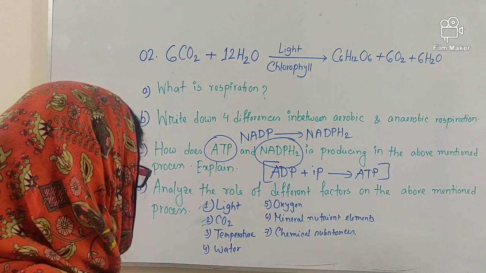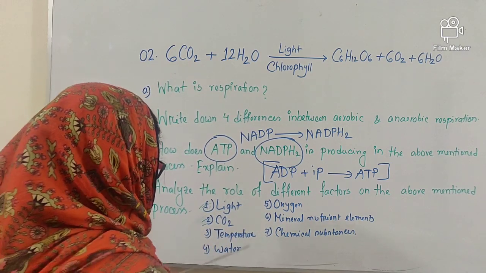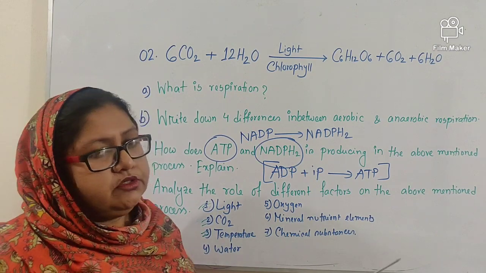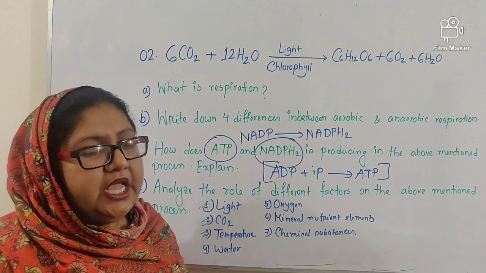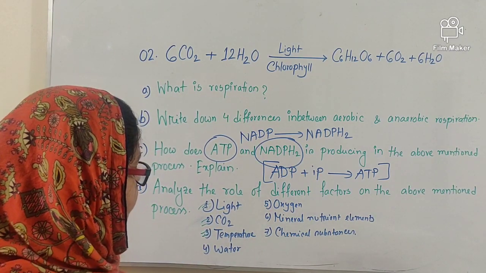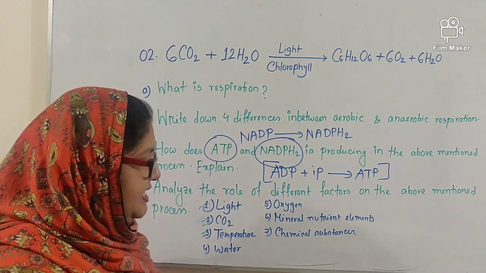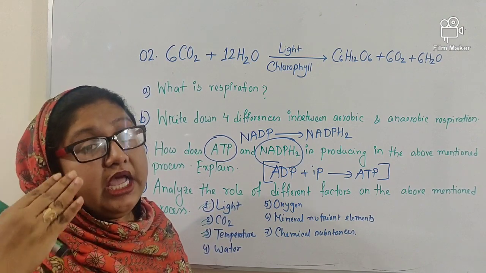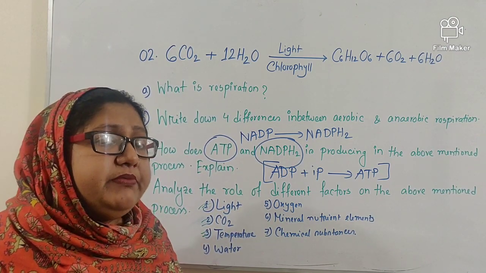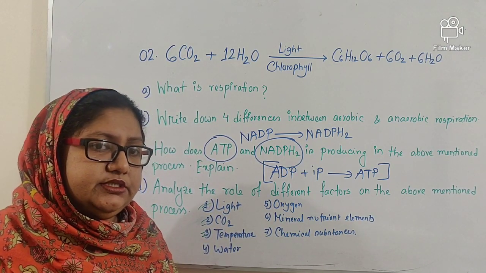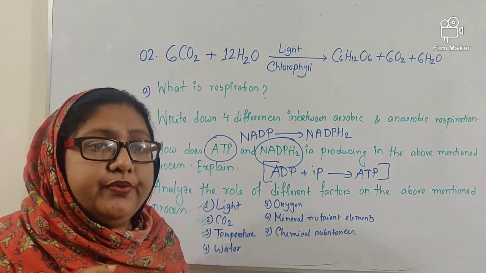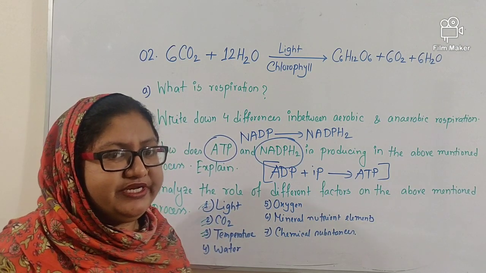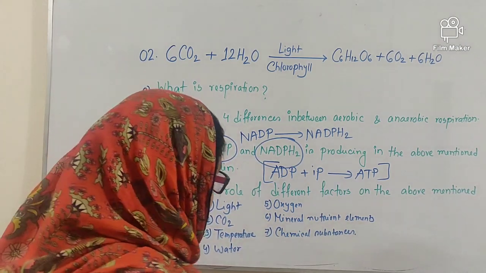Next, temperature. It is also an important factor of photosynthesis. Below 22 degrees Celsius, the rate of photosynthesis is less, and above 45 degrees Celsius, the rate of photosynthesis is also less. There is an optimum temperature of photosynthesis. In between these, the rate of photosynthesis is satisfactory, that is 22 to 35 degrees Celsius.